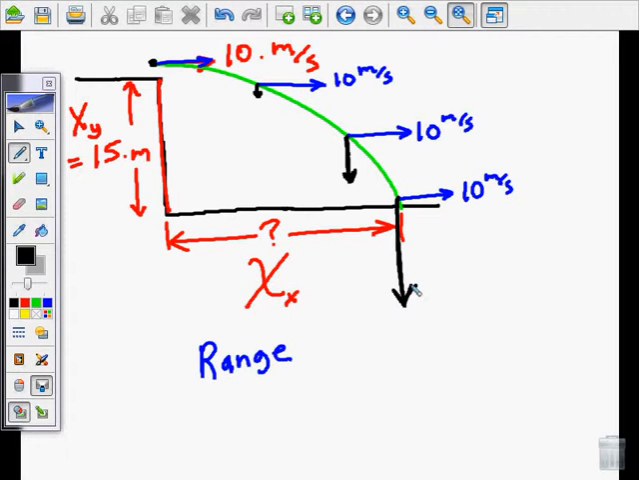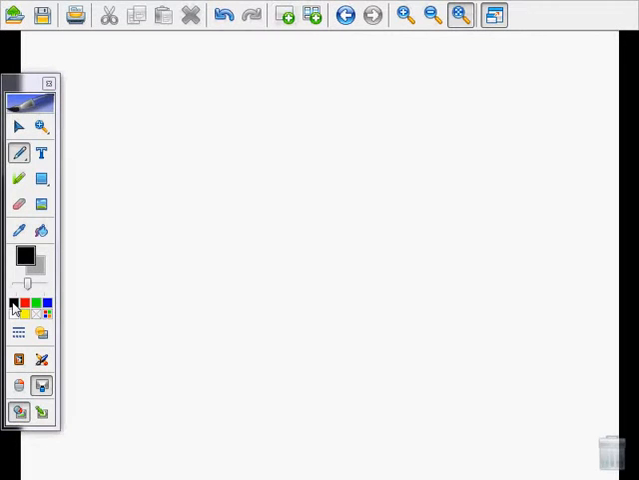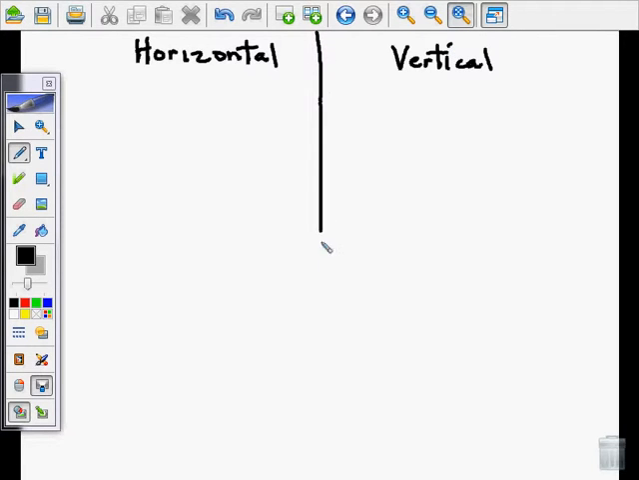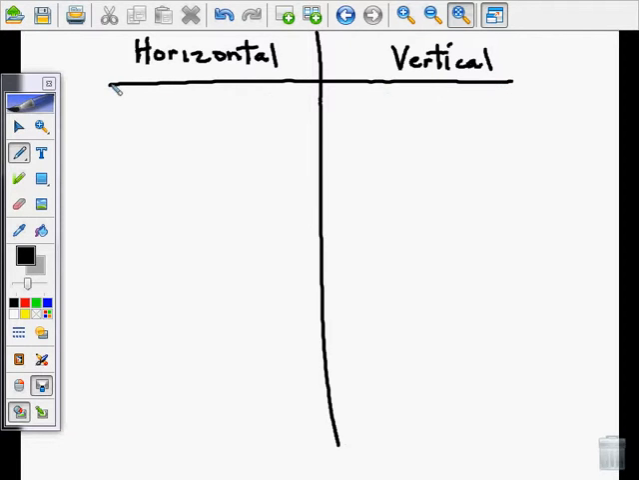So with this as our backdrop, we go to do the solution. And what you should do is make a big chart where you break half the page up, one for the horizontal motion, and the other half of the page for the vertical motion. Some people just label X for horizontal and Y for vertical. I suggest you make a big T chart, so it looks like a T.